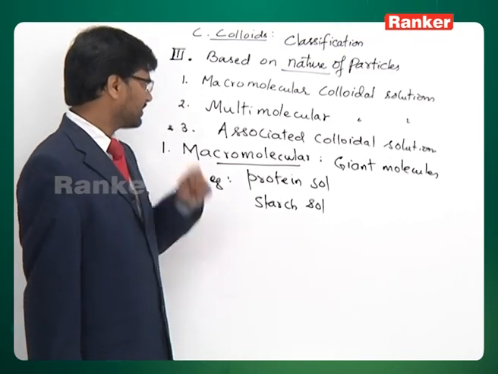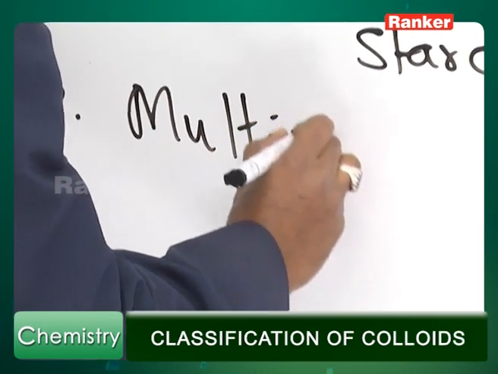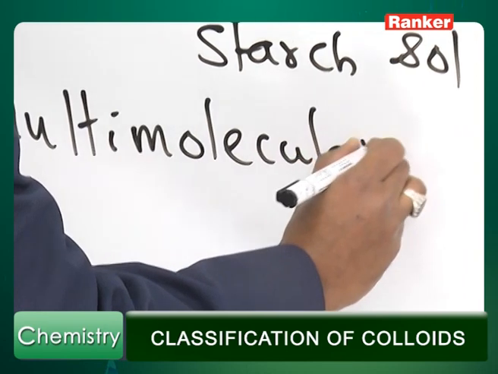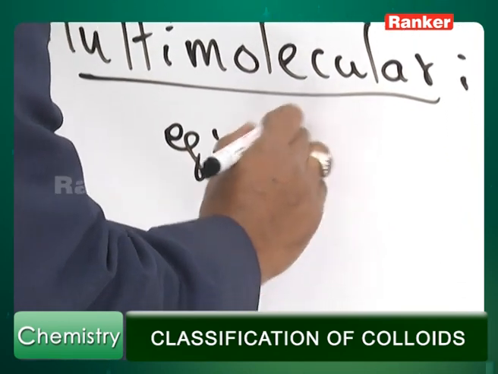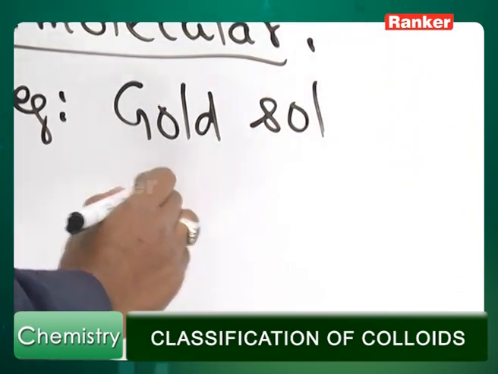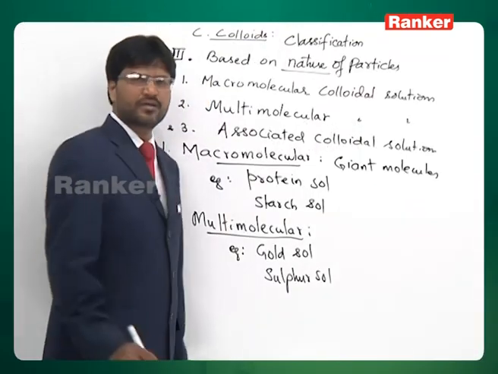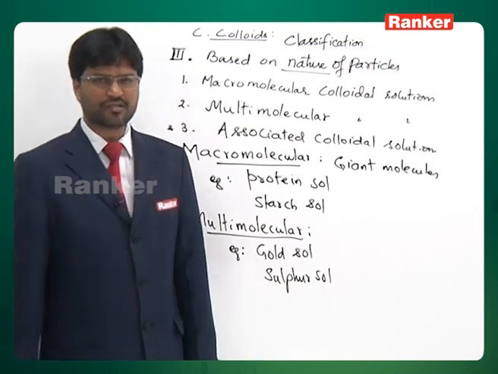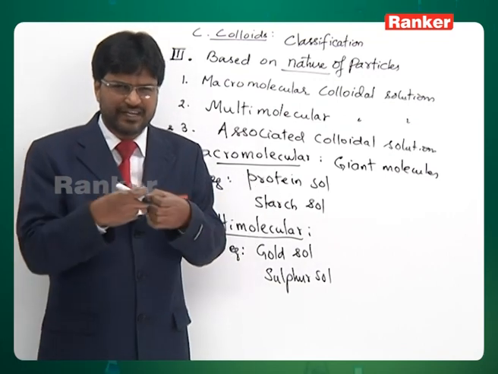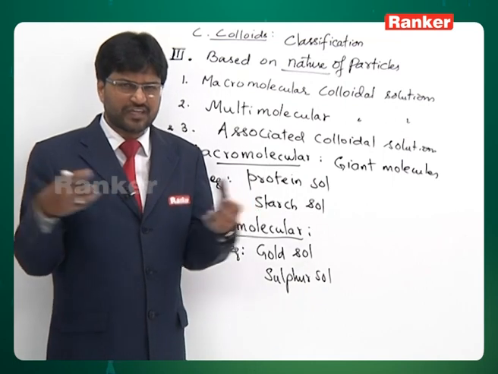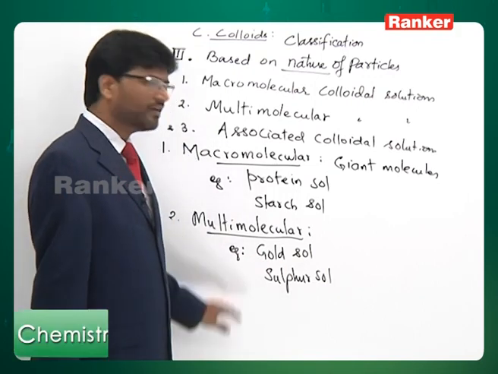We will move on to the next example, multimolecular colloids. Example for this is gold sol, sulfur sol. Gold sol and sulfur sol are examples of multimolecular colloids. These are formed by aggregation of a large number of smaller molecules. If smaller molecules aggregate due to their hydrophobic nature and form clusters of colloidal dimension, then such a colloidal solution is called a multimolecular colloid.